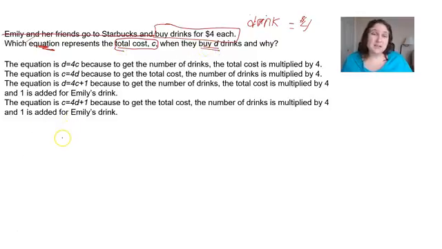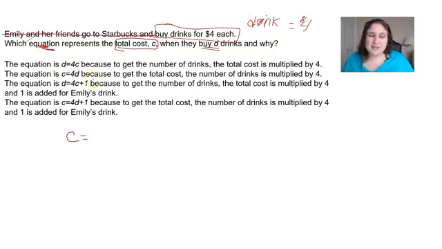Because it wants to know the total cost, right away we know it's going to have to be C equals, because it wants the total cost. Now, if it wanted to know what the price of one drink would be, then we would do D equals. But it doesn't care about that. It wants to know the total cost and not the price. If it wanted to know how many drinks are bought, then it would be D equals if they gave us the total cost. But here we don't know the total cost, so we know it's got to be C equals something. So let's look. The equation is D equals 4C.